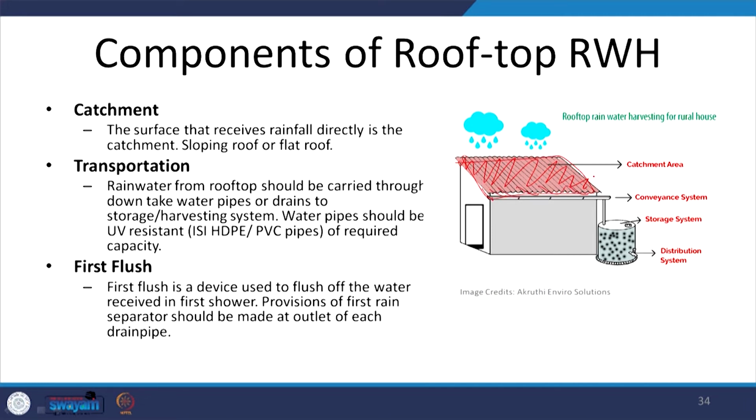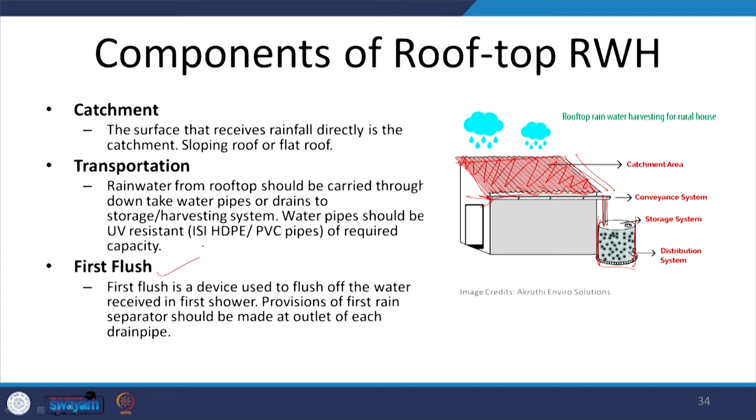So, first is catchment, second is transportation. This gutter which is going to collect the water from the catchment, and then the pipe which is going to bring all this water to a filtration or a storage tank, is the part of the conveyance system. So, how water is getting transported to this system is what this transportation and conveyance system is.